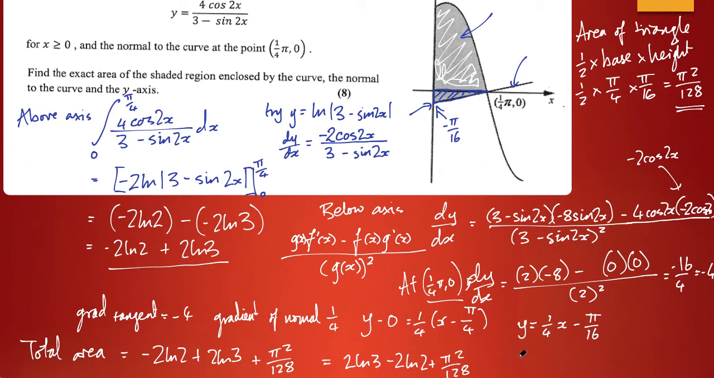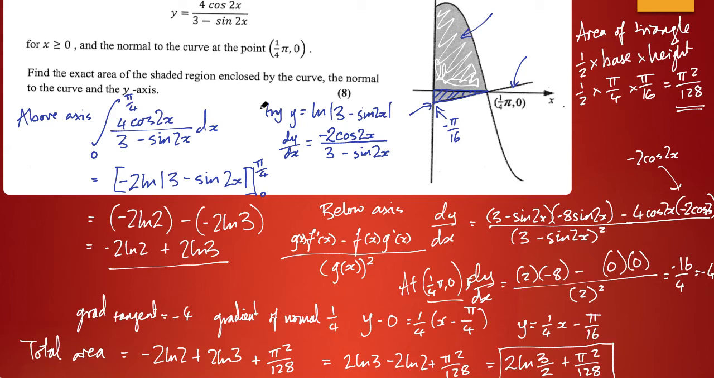And now to simplify these first two bits into a single logarithm, I've got 2 in front of both, so I can factorize that out. 2 ln, and I've got 3 over 2, and then I add this expression in terms of pi. And that is how I would expect to see the answer. Of course, this could also be written as ln of 9 over 4, that would be fine, but this is the simplest way to present that answer. So 2 ln 3 over 2 plus pi squared over 128.